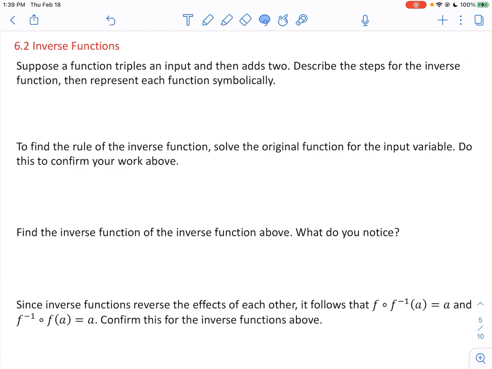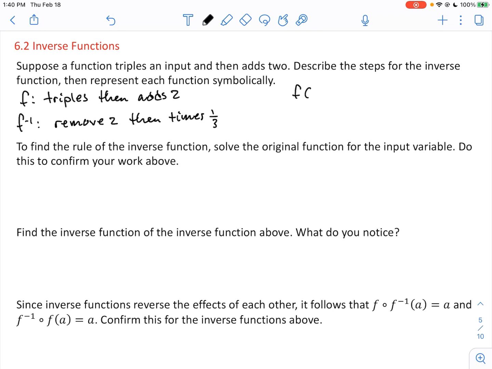Suppose a function triples an input and then adds 2. Describe the steps for the inverse function, then represent each symbolically. All right, so imagine if you start with a number, you triple it, and then you add 2. The question is, how do you undo that? How do you reverse that process? So if f triples, then adds 2, then the inverse direction should first remove the 2, then do the reverse of tripling, which is times 1/3.